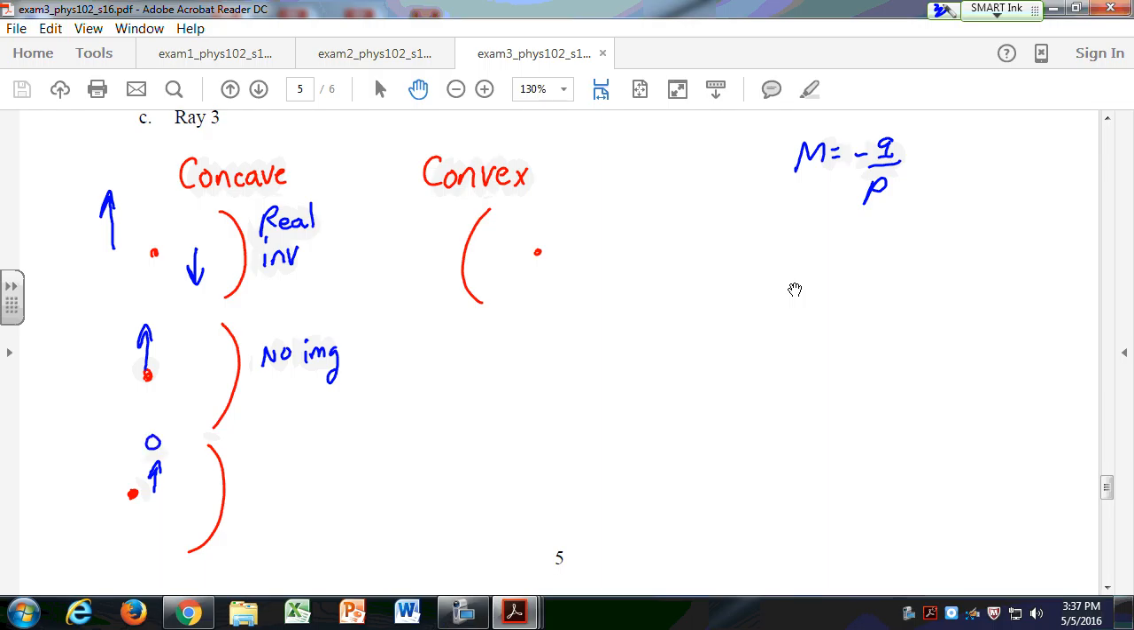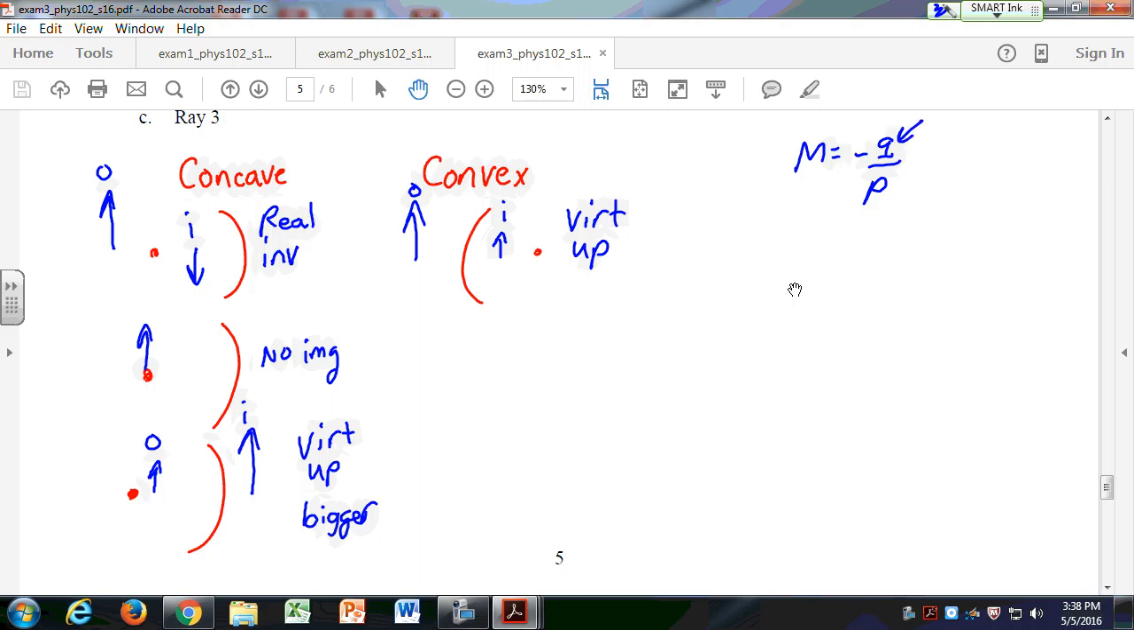this is my object. My image is back here. Here I have a virtual, upright, bigger image. It's always bigger. This is like your shaving mirror. When you bring your shaving mirror up close to your face, it makes you bigger. With the convex mirror, this is my object, my image is virtual, upright. Virtual images are always upright because if Q is negative, M is positive. And here, this is always smaller.